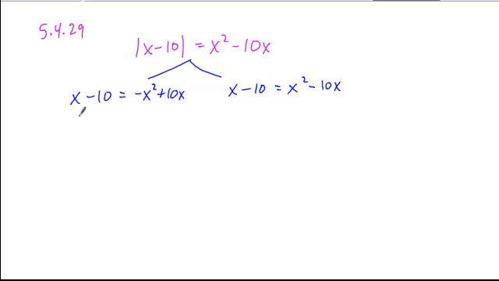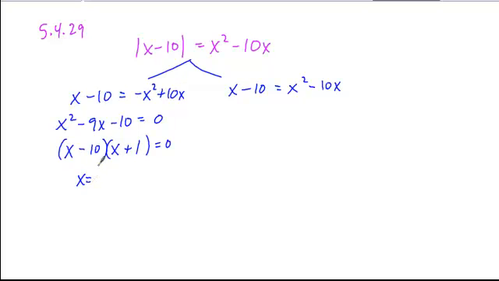So I'll move all my terms to one side. I'll move it so that x squareds are positive. So I add an x squared to both sides, subtract a 10x from both sides. So x minus 10x is negative 9x. Minus 10 stays. And I can solve by factoring the two factors of negative 10 whose sum is negative 9: negative 10 and positive 1. So x is either 10 or negative 1.